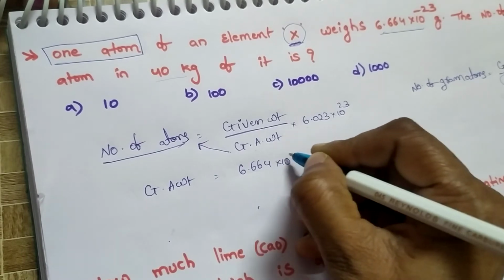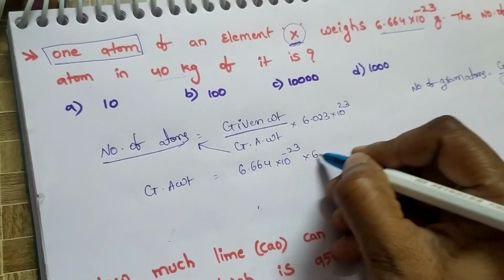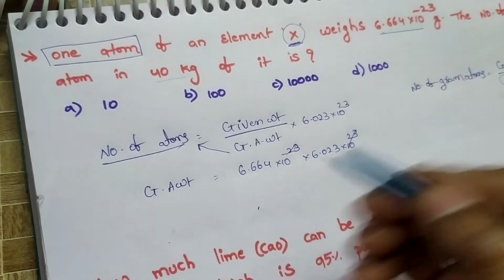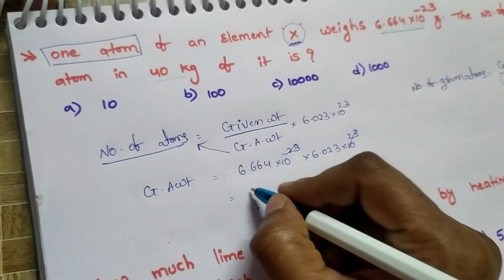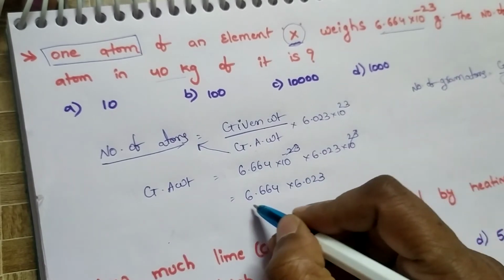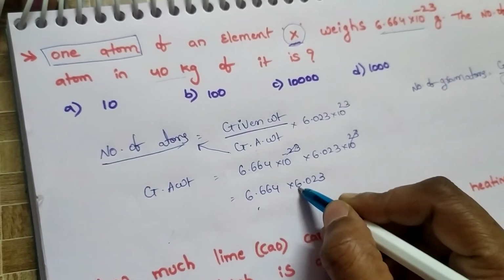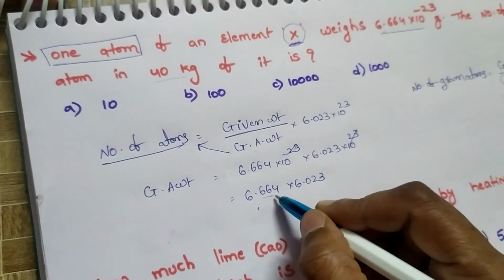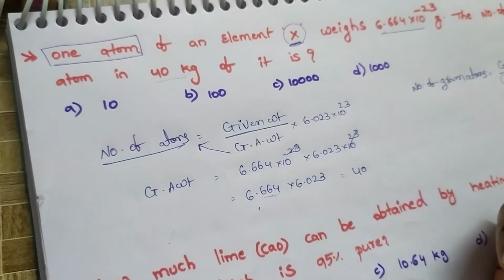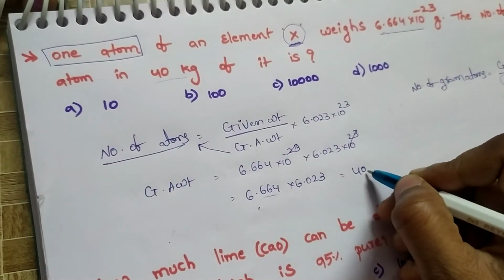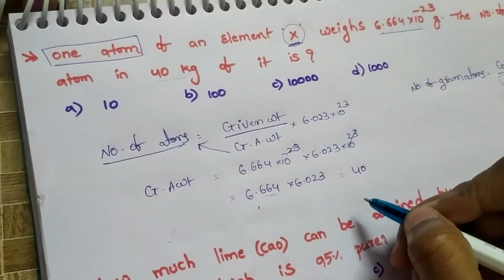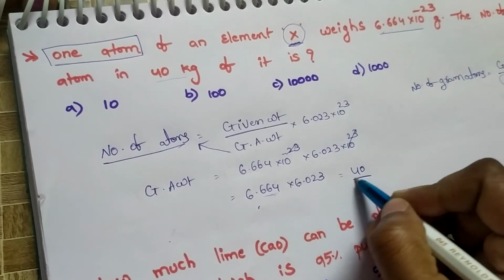6.664 into 10 to the power of minus 23 into 6.023 into 10 to the power of 23. Basically these two will get cancelled. So given atomic weight is 6.664 into 6.023. If we calculate this, obviously 6 sixes are 36 and we have a change here. If you multiply this one, you will get nearly 40 grams. Actually, atomic weight has no units, that's why I am not writing any units over here. So now we got the atomic weight, that is 40.